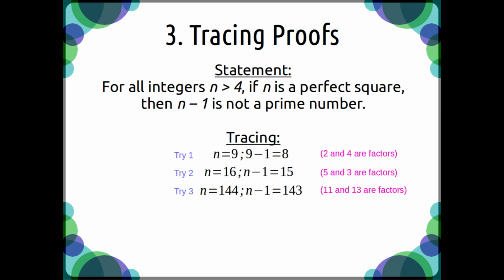So for example, if we have the proof that for all integers where n is greater than 4, if n is a perfect square, then n minus 1 is not a prime number. So we can just plug in a few different numbers and see what the outcomes are and make sure that the statement is true.